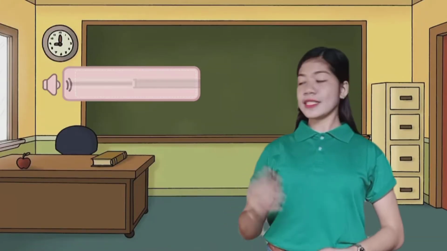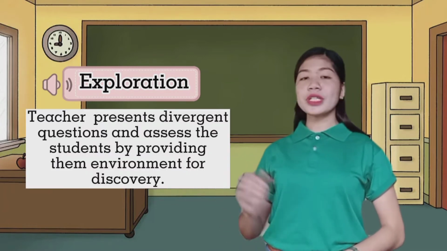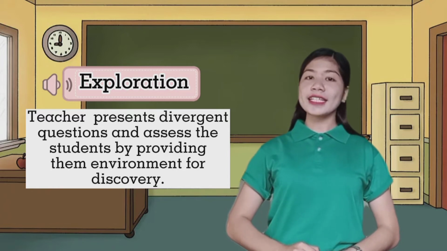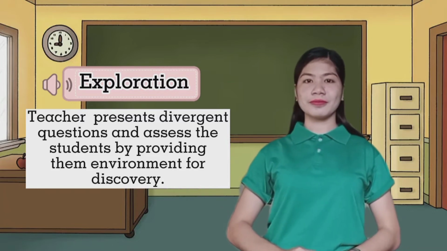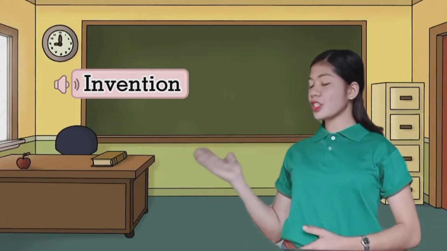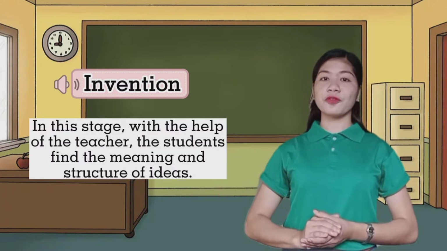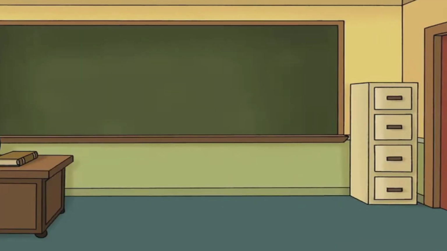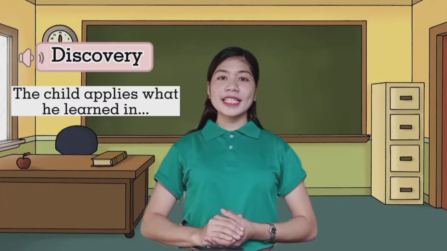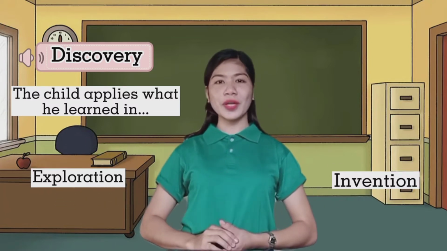The first step is exploration. From the word itself, explore. Teacher presents divergent questions and assists students by providing them an environment for discovery. Second step is invention. In this stage, with the help of the teacher, students find the meaning and structure of ideas. And the last step is discovery. The child applies what he learned in the exploration and invention stages to new situations.